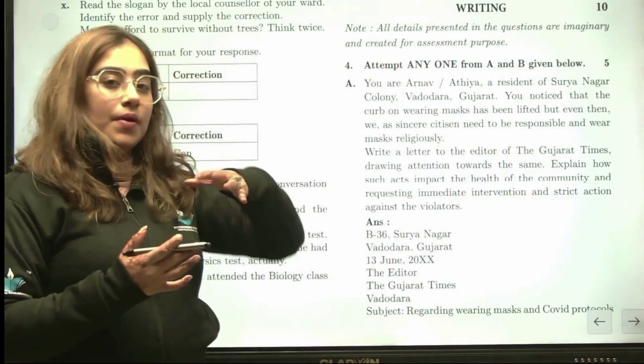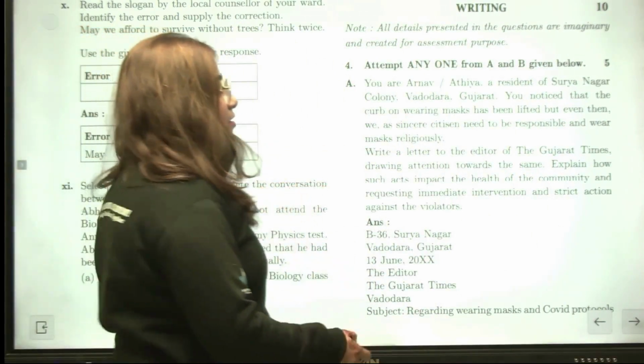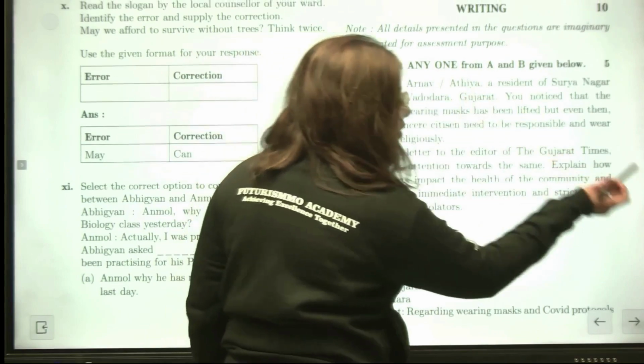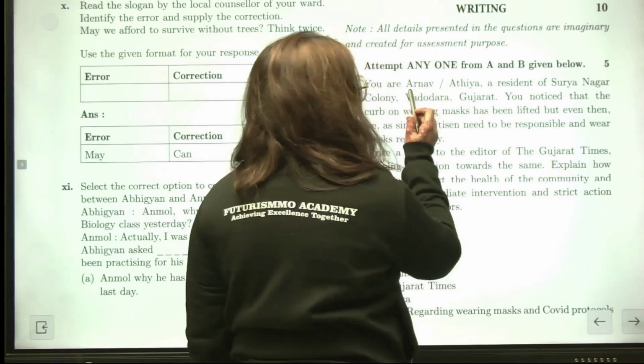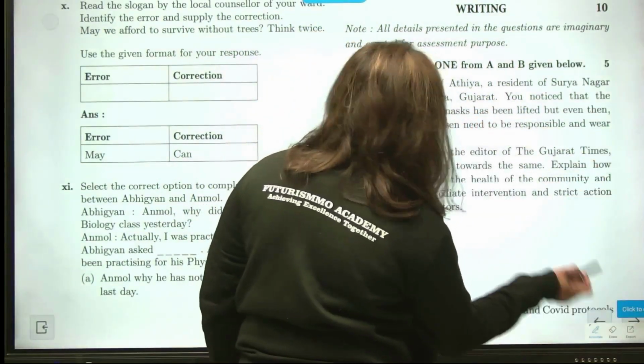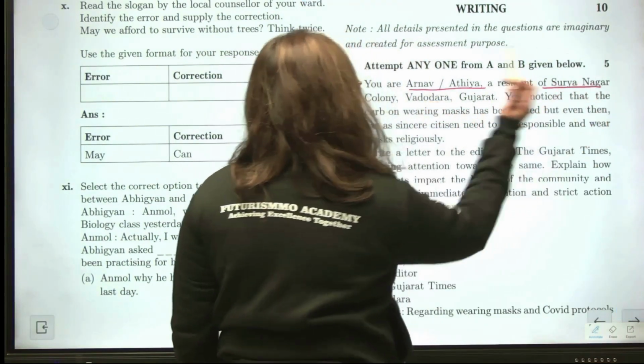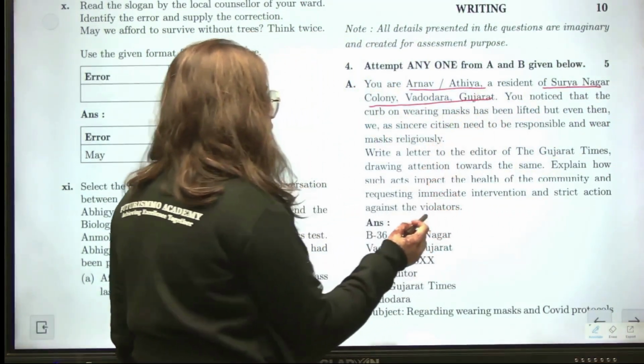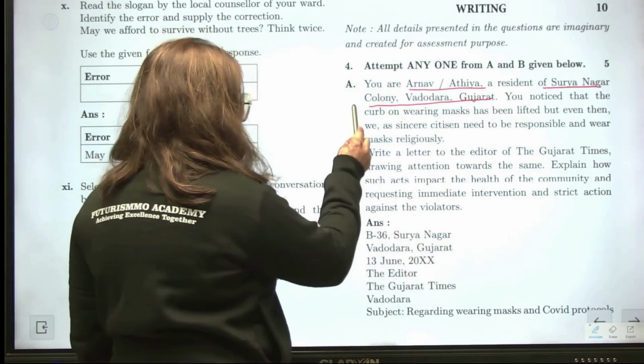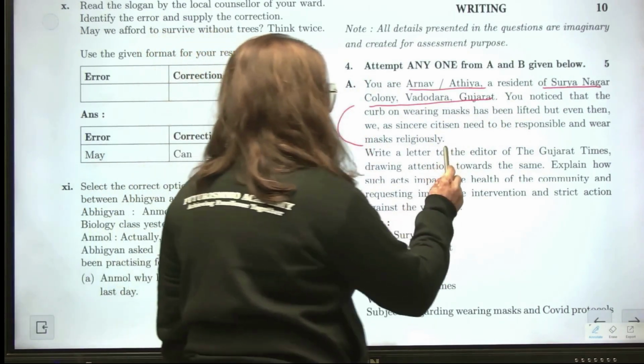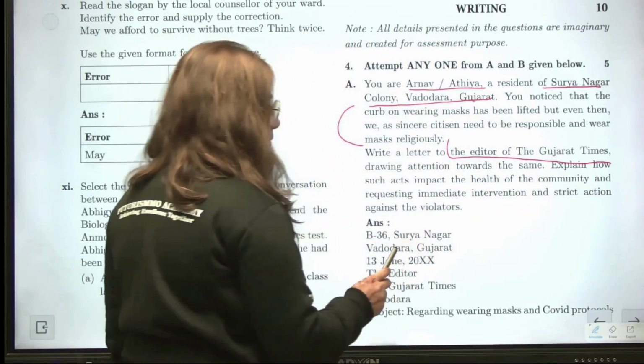सो देखते हैं यहाँ पे क्या क्या इन्फॉर्मेशन आपको गिवन है. सबसे पहले यू आर अर्नव आथिया. ठीक है. सबसे पहले क्या गिवन है? आपका नाम गिवन है. ठीक है. फिर उसके बाद आपका रेजिडेंट गिवन है सूर्या नगर कॉलोनी, वडोदरा, गुजरात. ठीक है. फिर ये आपका सब्जेक्ट इसमें से आ जाएगा. लेटर किसको लिखना है? रिसीवर्स एड्रेस यहाँ पे मेंशन्ड है.